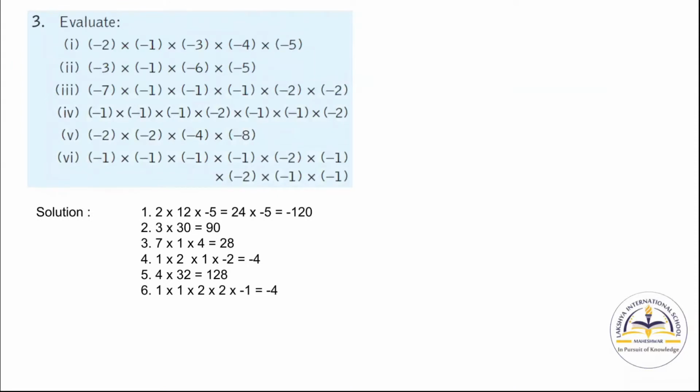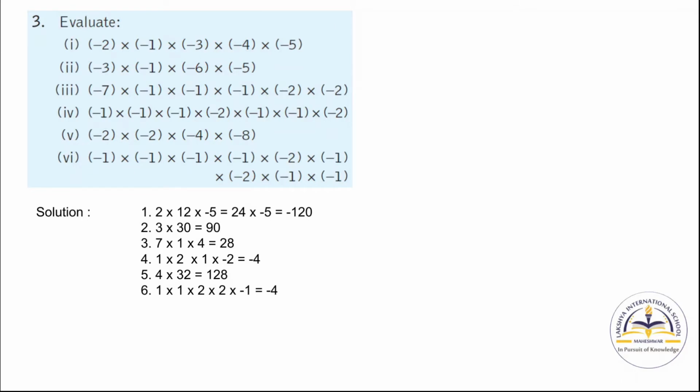Now question number third. Evaluate. First: minus 2 into minus 1 into minus 3 into minus 4 into minus 5. First we will multiply minus 2 and minus 1. You will get 2, and then we will multiply minus 3 and minus 4. You will get 12, and minus 5 as it is. Now 2 into 12 into minus 5. First we will solve 2 into 12. You will get 24. 24 into minus 5. The answer will be minus 120.